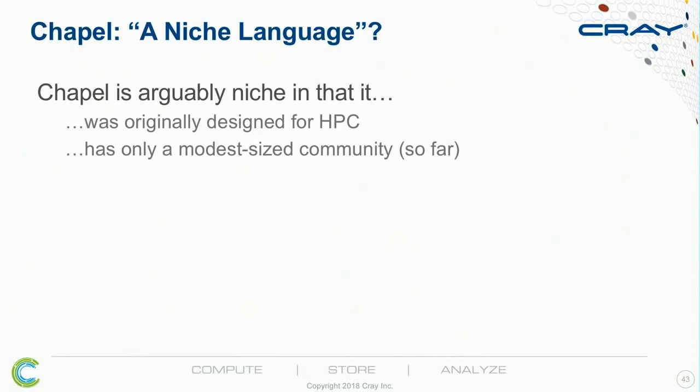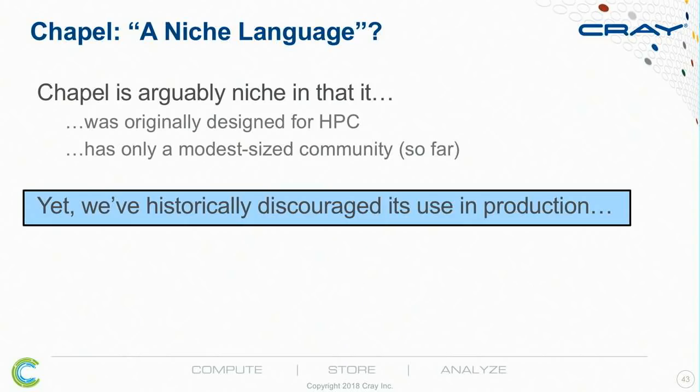Another way you could consider us niche is that we really have a very modest-sized user community. It's not a Python, right? We'd love to be as large and successful a community as Python is. But something you have to know is that historically, if you came to me and said, should I program my next production app in Chapel? Historically, my answer has been, no, probably not yet.